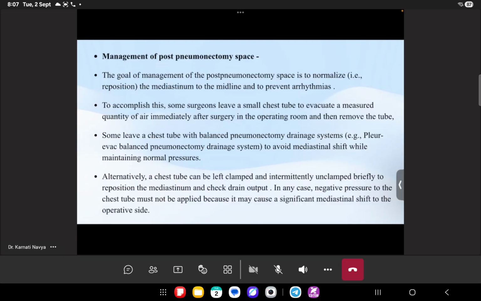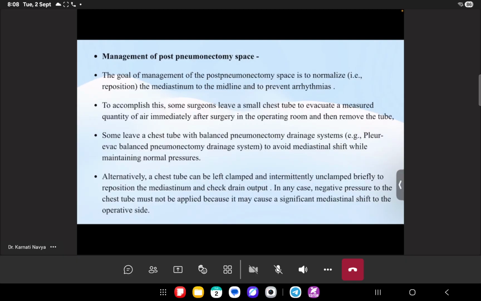Management of the post-pneumonectomy space. The goal of management of the post-pneumonectomy space is to normalize, that is, reposition the mediastinum to the midline, and to prevent arrhythmias. To accomplish this, surgeons usually leave a small chest tube to evacuate a measured amount of air immediately after surgery in the operating room and then remove the tube. Some leave a chest tube with a balanced pneumonectomy drainage system, like a Plurivac, to avoid mediastinal shift while maintaining normal pressures.